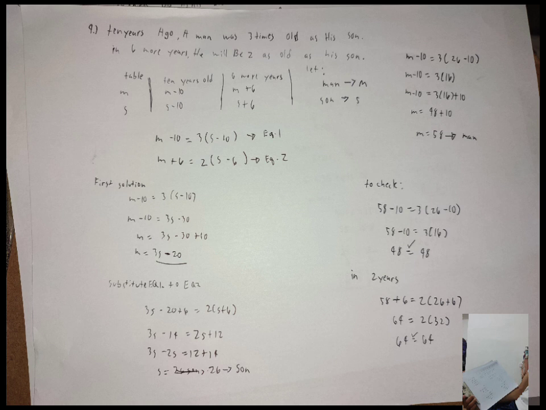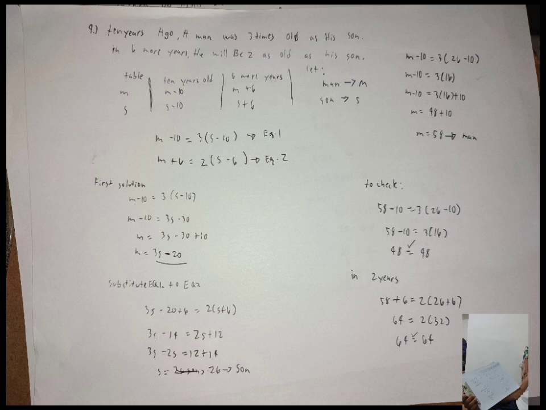So to check if the answer is correct, and also before we go to check, let's substitute equation number 1 into equation number 2. So 3s minus 20 plus 6 equals 2 multiplied by s plus 6, then 3s minus 14 equals 2s plus 12, then 3s minus 2s. Then let's move the terms that have the same variable. So 3s minus 2s equals 12 plus 14. So s equals 26.